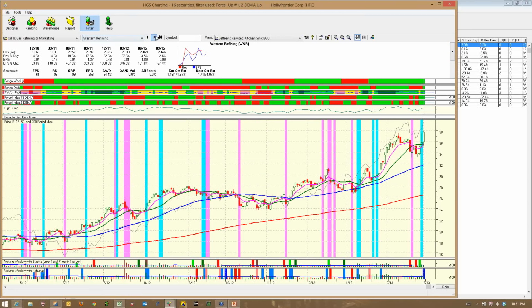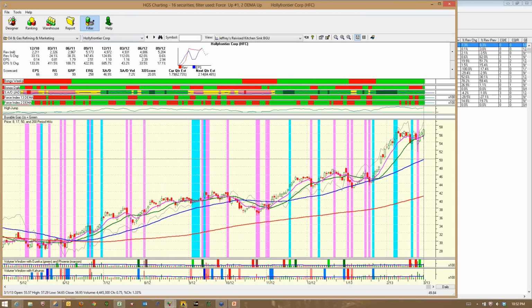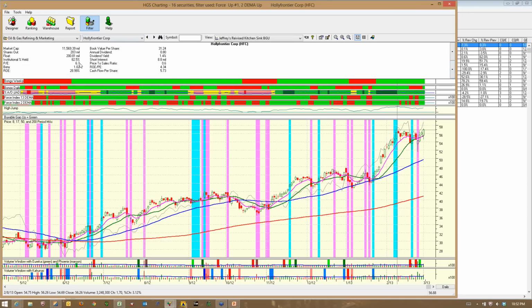Next one is Calumet, I believe. Actually, HollyFrontier, like this one as well. Breaking out above to a new high, great earnings per share growth. Trades at a multiple of 6.7, 1.4% dividend.